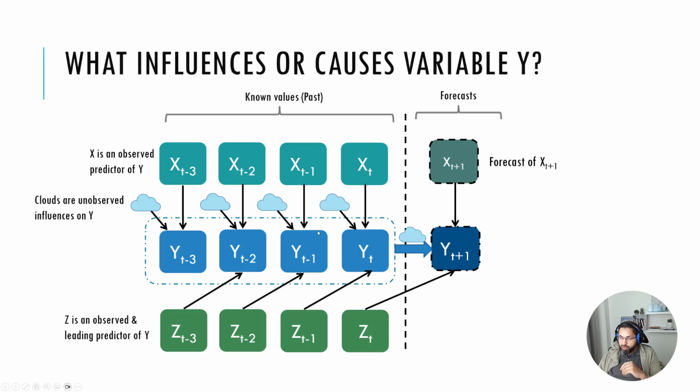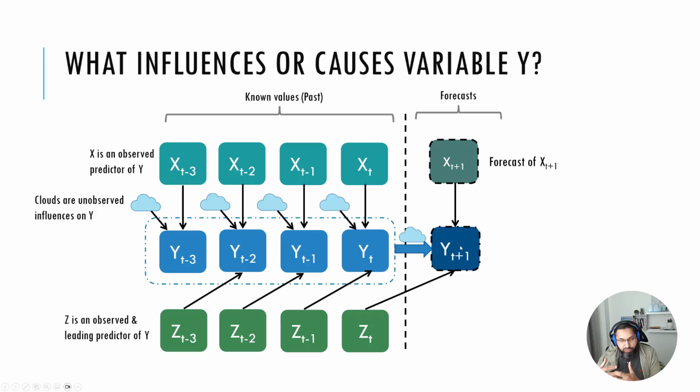But Y values are also affected by the past values because they're correlated. The past has some carry forward effect, and that is this blue arrow. So the time series forecasting methods are focusing on this blue arrow, linking these past values to the future value.